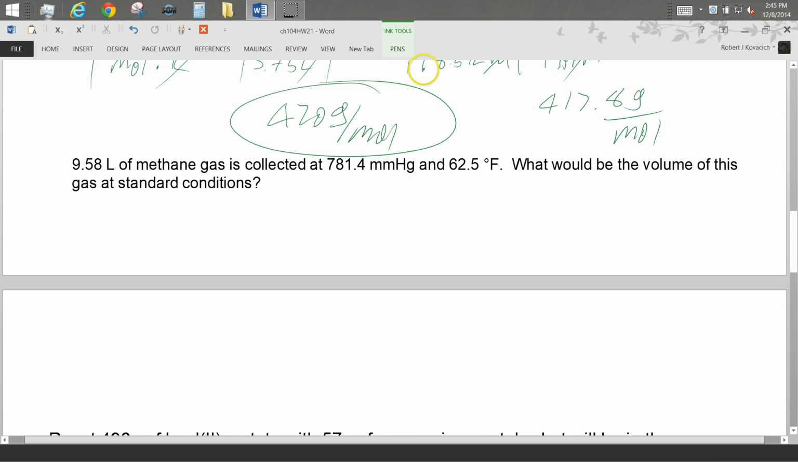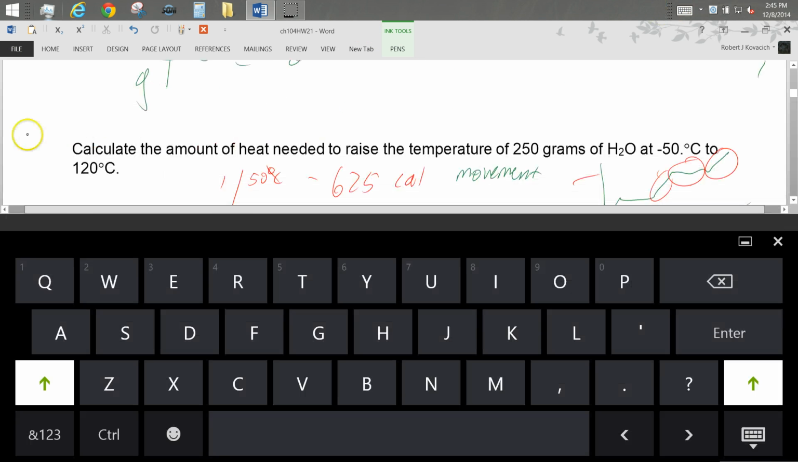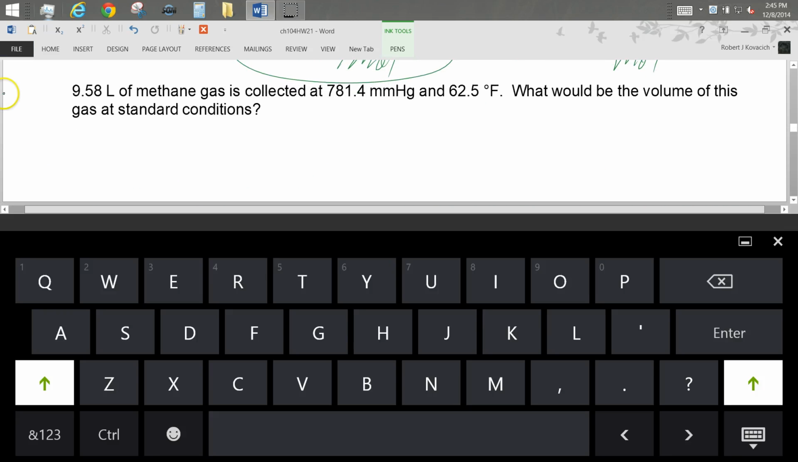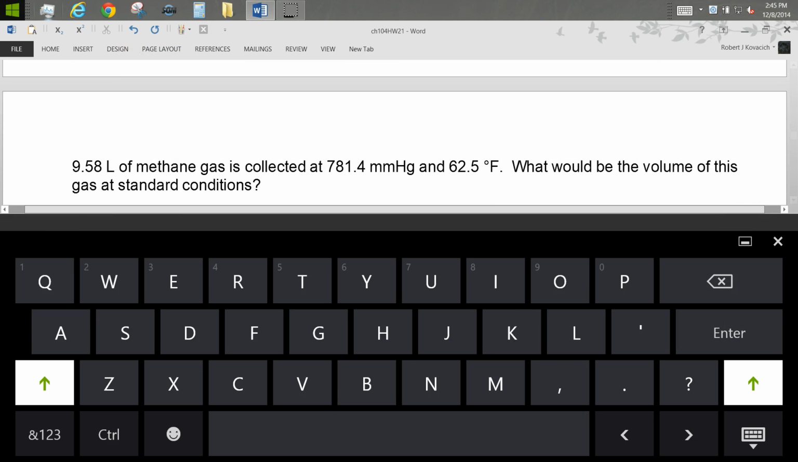I think that was supposed to be a little bit further down. Let me bump this down here. There we go.